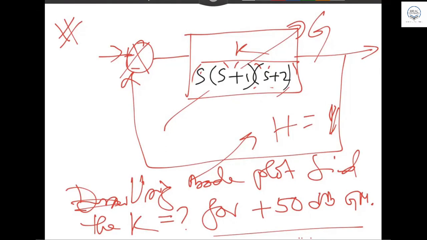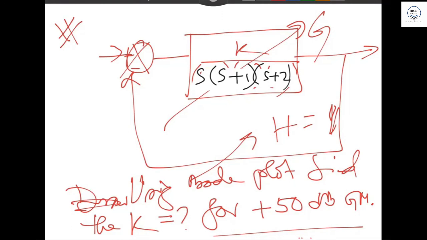Mahmudul Kabir. You said we assume. What will you assume? Like 20 log k equals 50. Why 50? Because gain is given that 50 decibel. Yeah, but why do you assume 20 log k equal to 50?